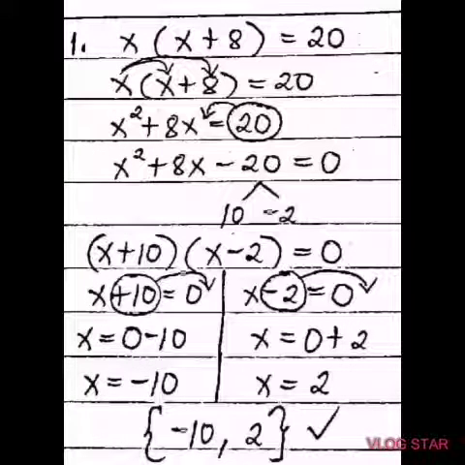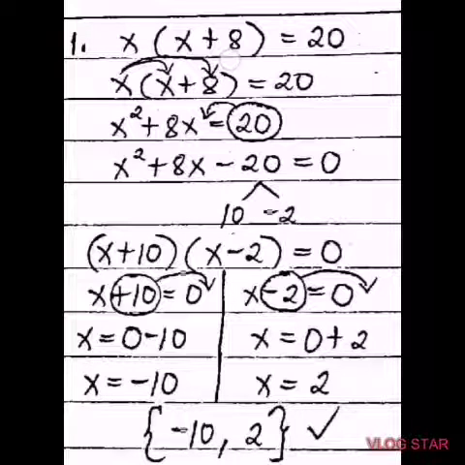Let us now find the solution for each quadratic equation. In number 1, we have x times the quantity of x plus 8 equals 20. The given is not yet written in the standard form of a quadratic equation, but it is transformable into a quadratic equation that can be written in standard form. So the first step is to distribute x to x plus 8.